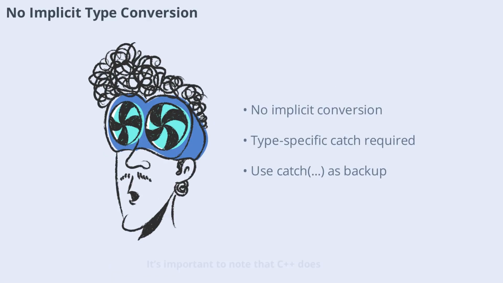It's important to note that C++ does not perform implicit type conversion for exceptions. For example, if you throw a char but only have a catch block for int, the exception won't be caught by that block. Instead, it will be caught by a catch-all block if one exists.